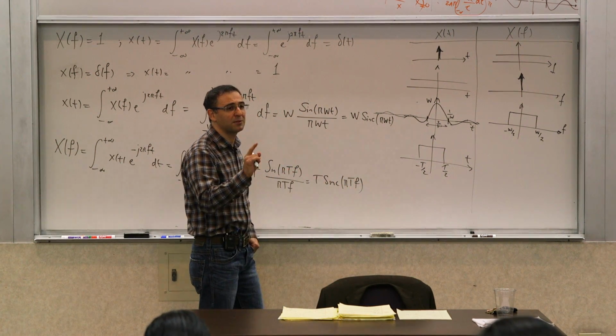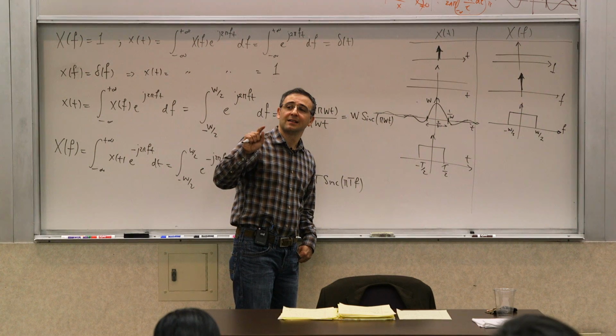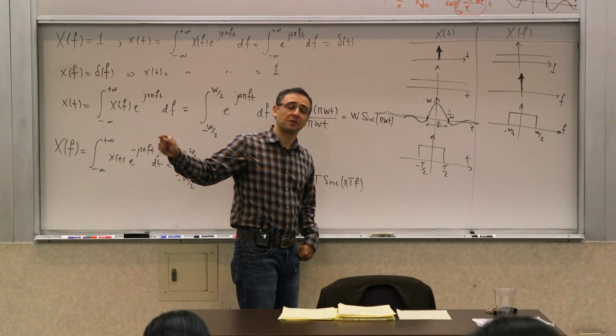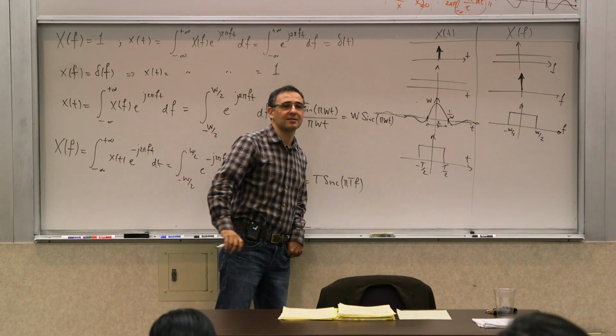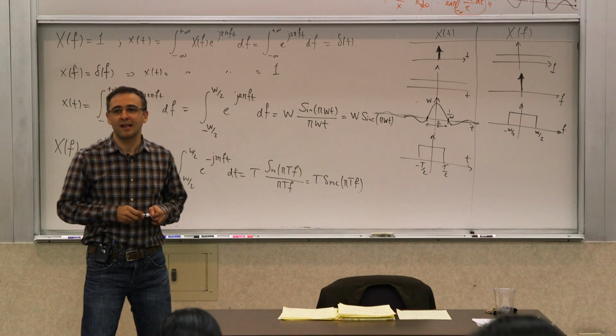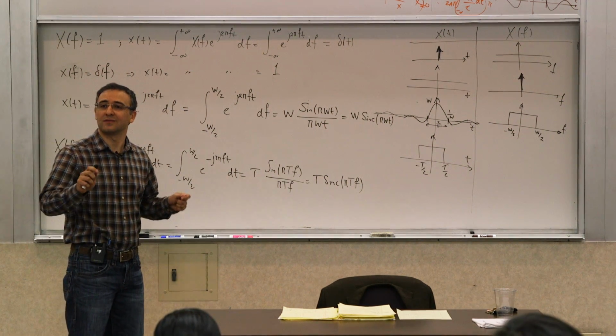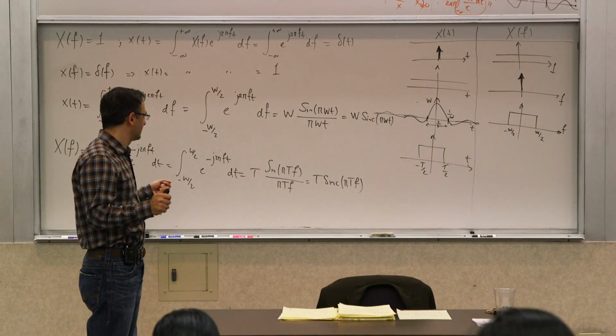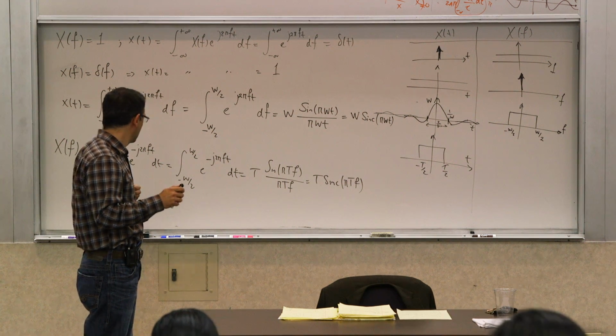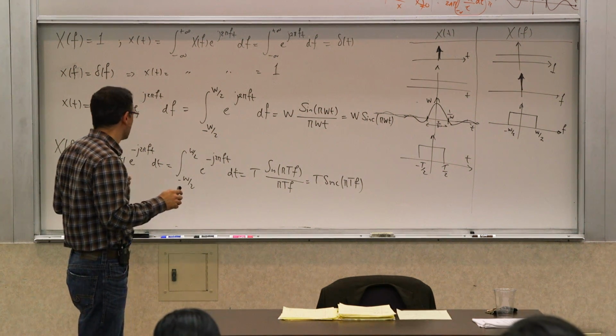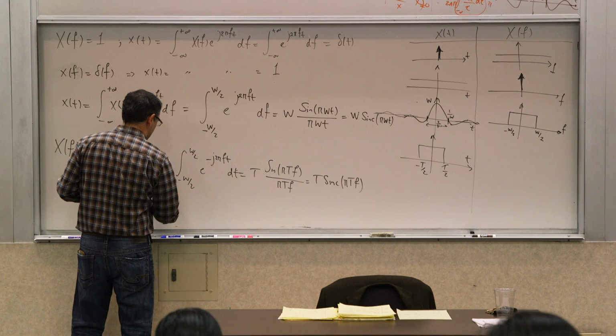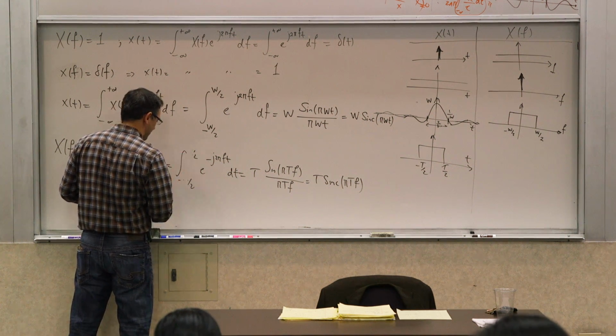The reason some people define sinc as sine of pi x over pi x is that they want to get rid of these pi's that constantly appear here. So in their notation, you will see sinc of Tf. Yes? Should that be from negative T over 2 to T over 2 rather than W? Yes. I copied too much.